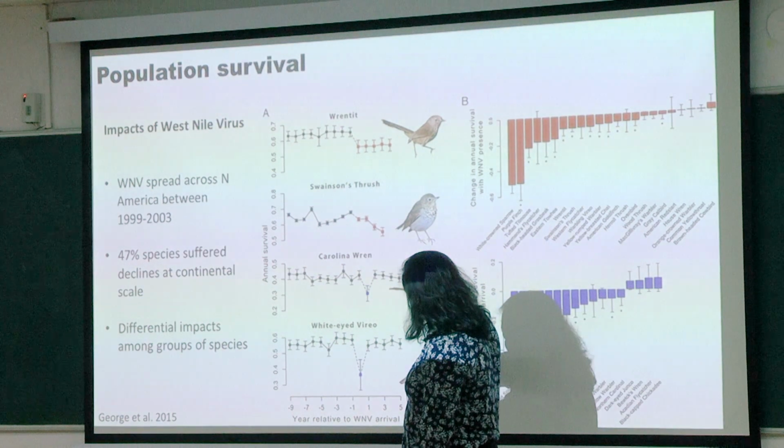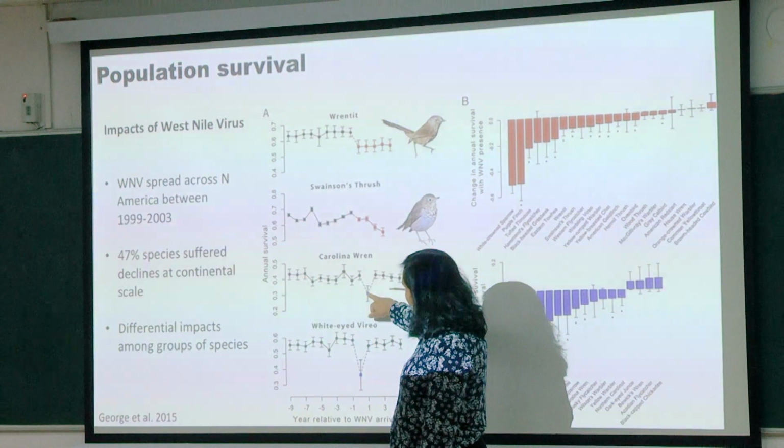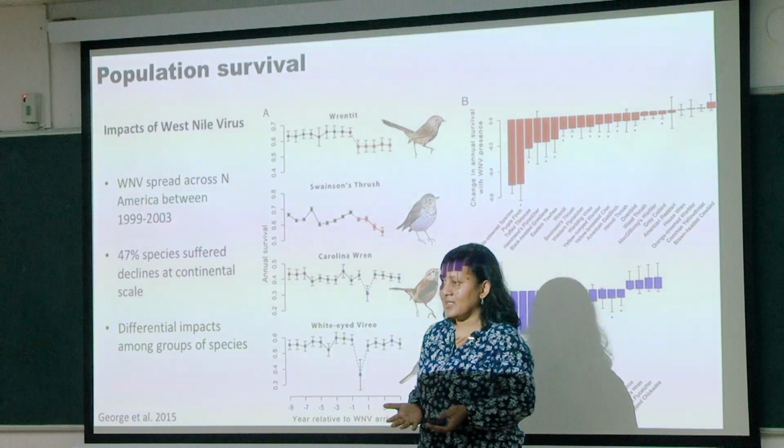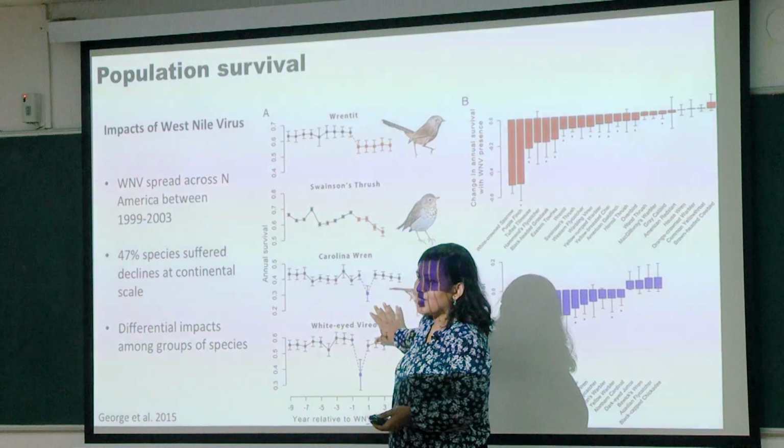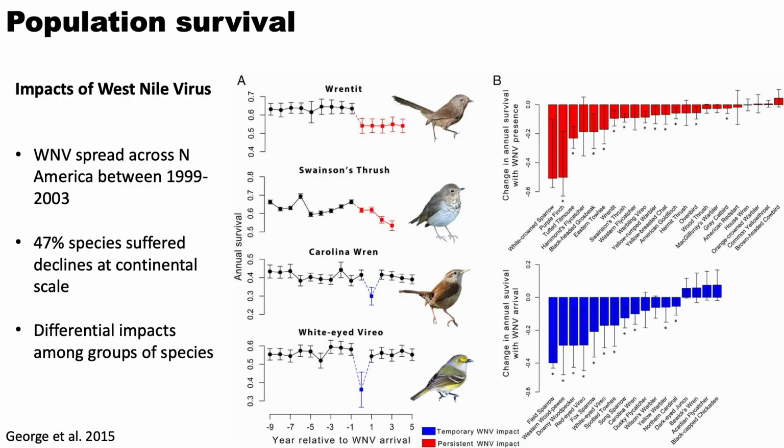But there were some other species which declined in terms of their annual survival when they were exposed to the virus. But after that, they recovered, although they have evidence to show that the virus was still there in the environment. Okay, so they found that there's some sort of phylogenetic influence on how the species are responding to the West Nile virus. So there were some groups of birds which seem to be able to recover after impact, some birds which are not able to recover after they are impacted.